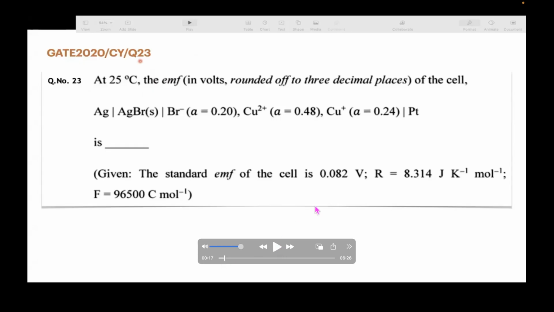You can see the screen, correct? So yeah, the first question is that at 25 degrees Celsius, we have to find the EMF of the cell that is given to us. So we are given the E naught of the cell, that is 0.082, and some constant values like R and F. So if you guys have any audio problem, then tell me, okay?